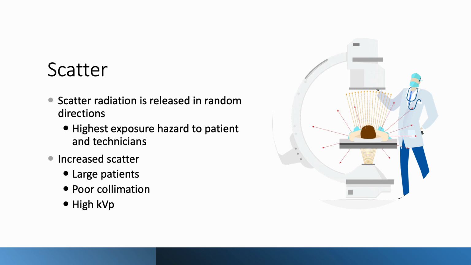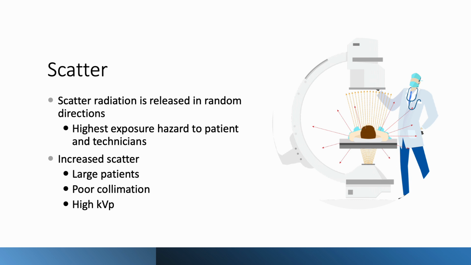As a technician, we should never be in the primary beam. So the beam that comes straight down from the x-ray tube to hit the patient, we're not supposed to be in the primary beam at all. But when we're in the room holding a patient, we get exposed to the scatter.